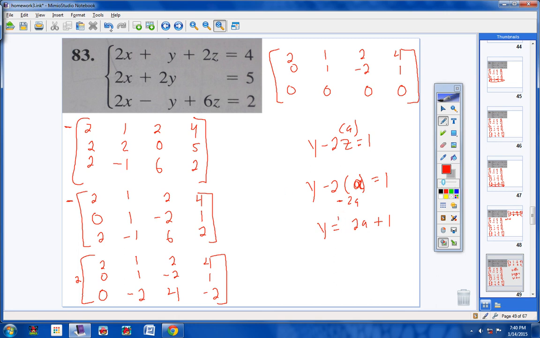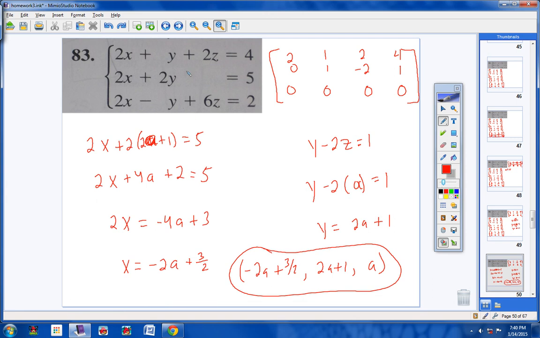And then, moving on, what I did then is I took this equation right here. Actually, I could have used anything over here I wanted to, but I used this equation here. And so 2x plus 2y. So here's 2, and for the y right here, I put what? 2a plus 1. So 2 times 2a is 4a. 2 times 1 is 2.